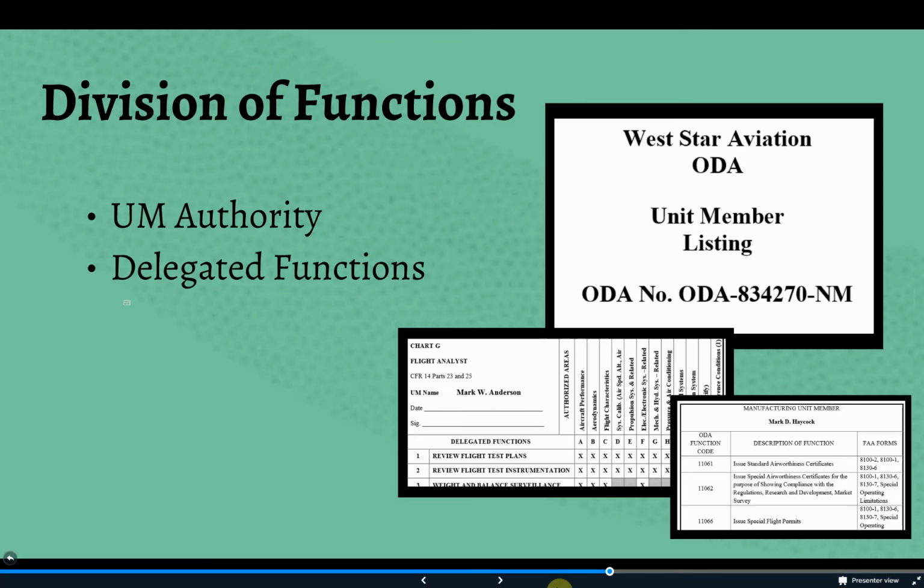This may not always be the case, however, as authority is based on what's been delegated to the ODA, which may not always include the same functional areas. Special authorizations and limitations are also spelled out for each individual.